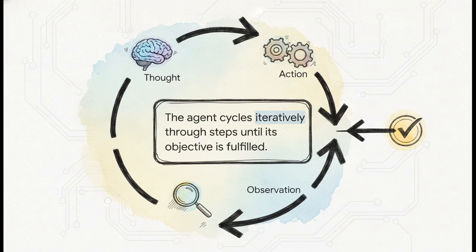Now, if you're into programming, you know exactly what this is. It operates just like a while loop. The agent doesn't run through these 3 steps once and call it a day. It cycles iteratively. Thought, action, observation, over and over again, based on the rules embedded in its system prompt. The loop only breaks when the agent confidently determines, okay, my ultimate objective here is completely fulfilled.